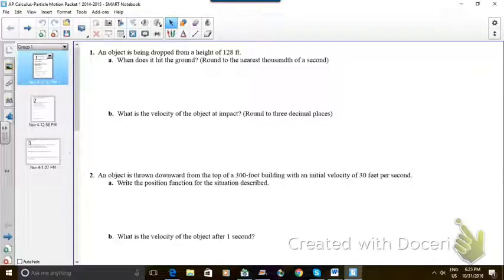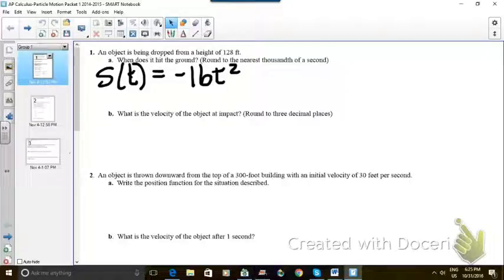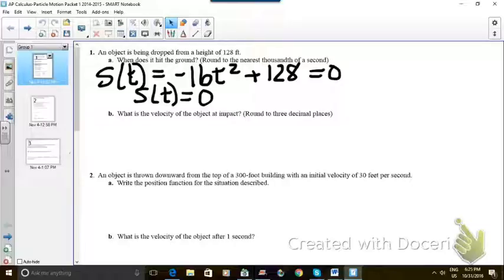s of t equals negative 16t squared, plus 128. This comes from our work on the notes. Solve for t. It will hit the ground when s of t is equal to 0. Find out then when this equals 0. Solve for t in your calculator. 2.828 seconds.